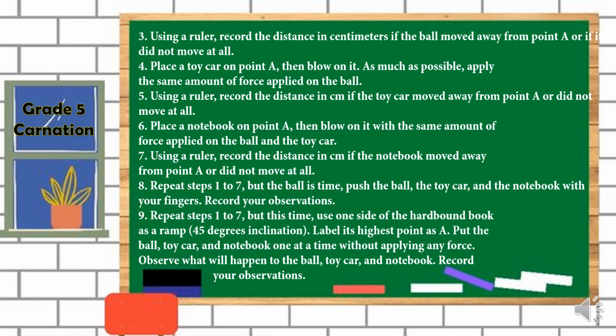push the ball, the toy car, and the notebook with your fingers. Record your observations. Number 9, repeat steps 1 to 7, but this time use one side of the hardbound book as a ramp, 45 degrees inclination. Label its highest point as A, and then put the ball, toy car, and notebook one at a time without applying any force. Observe what will happen to the ball, toy car, and notebook, and then record your observations.